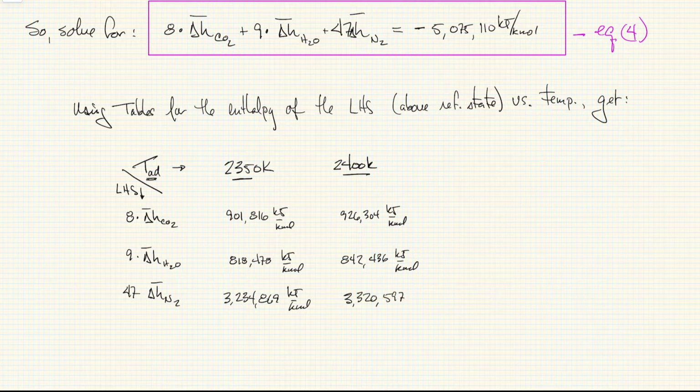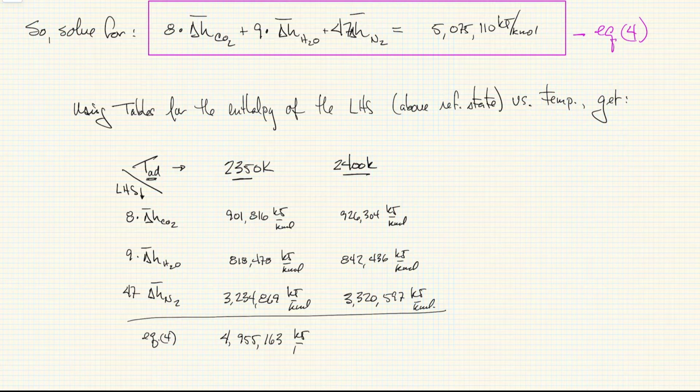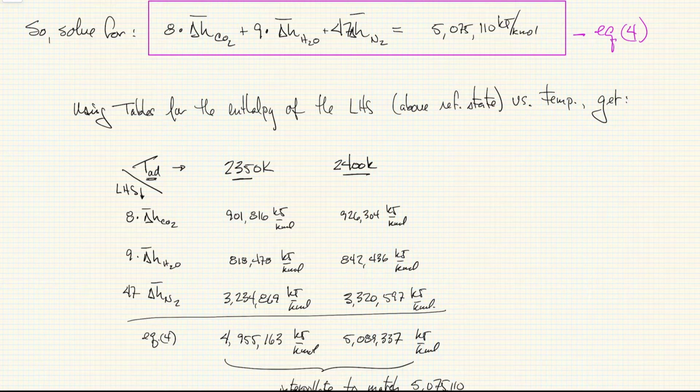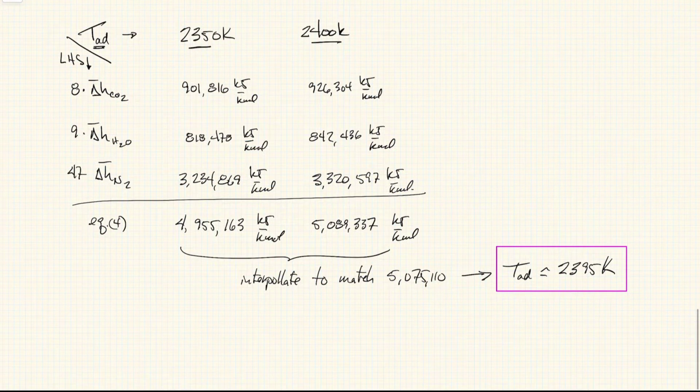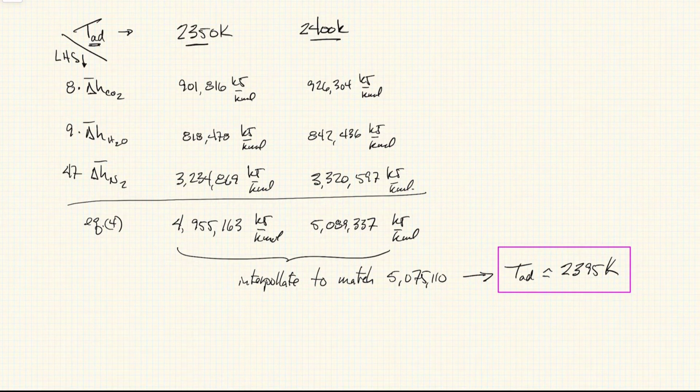Next, we just add them all up according to equation 4. And in the first case, 2350, we see we get slightly too low of a value here, 4,955,163. Whereas at 2400, we're a little bit above at 5,089,337. So our 5,075,000 is somewhere in between. And interpolating between those two values, as you normally did in your previous thermal problems, you get an adiabatic flame temperature of 2395, and that's your final answer.